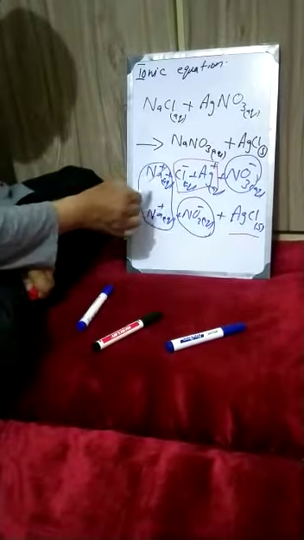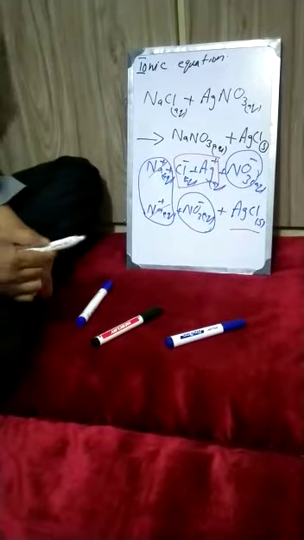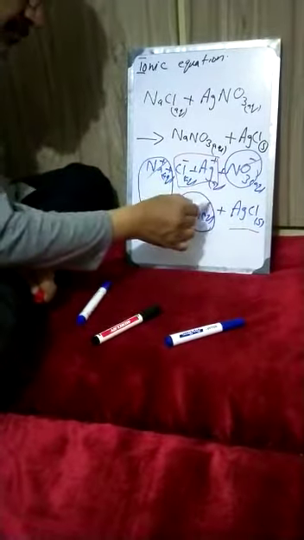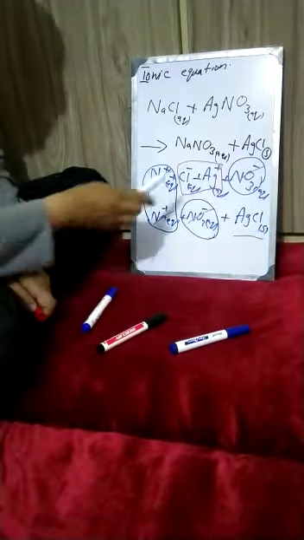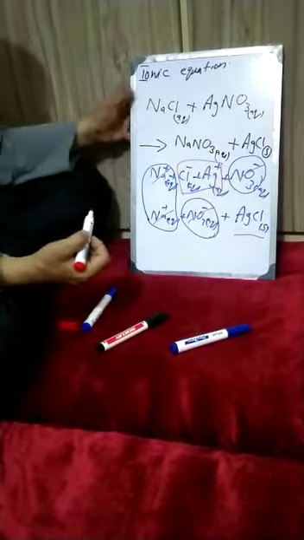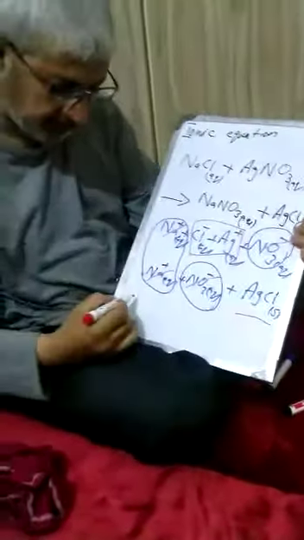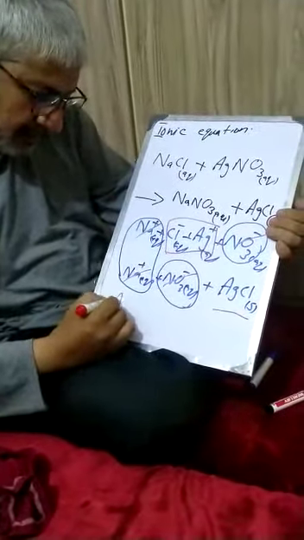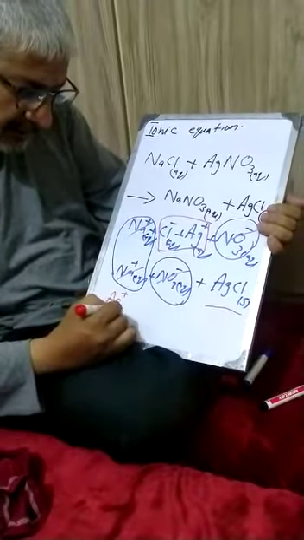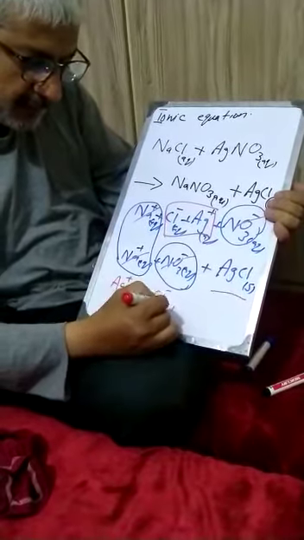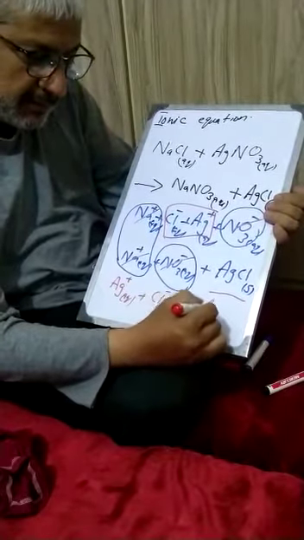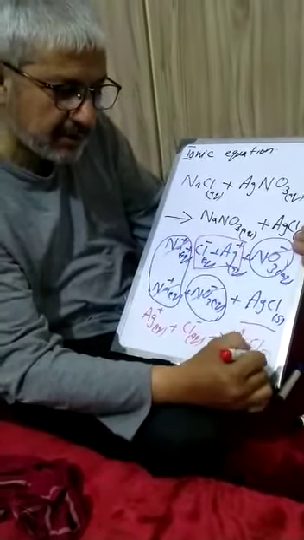Now sodium is known as a spectator ion. Nitrate is a spectator ion because they are in the form of ions before the reaction and after the reaction. And in the ionic equation, we will write this reaction as: silver ions in aqueous form plus chloride ions in aqueous form forms silver chloride solid.